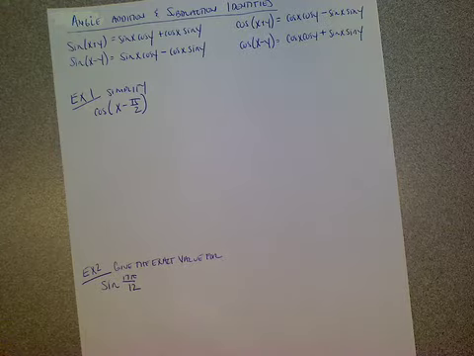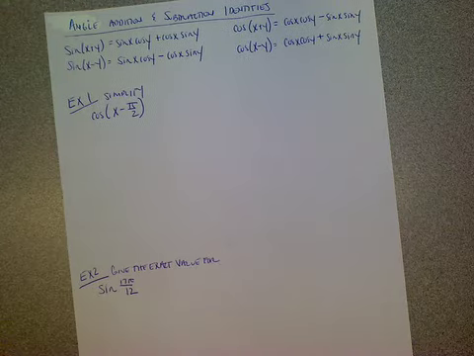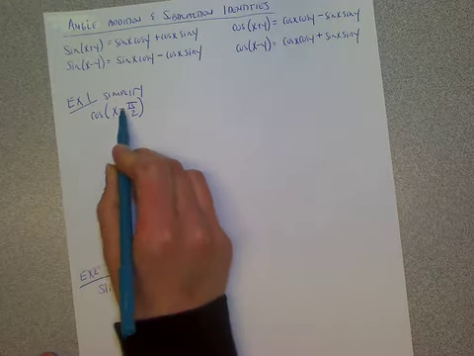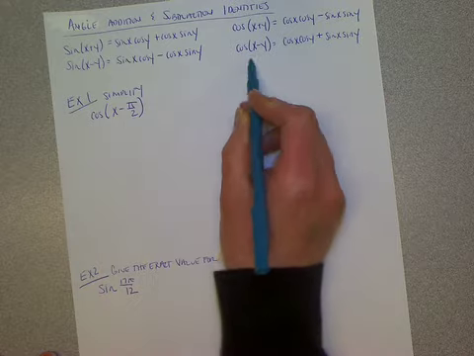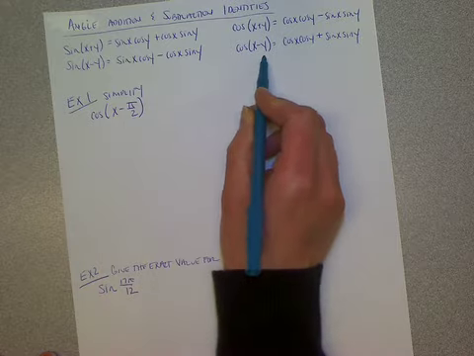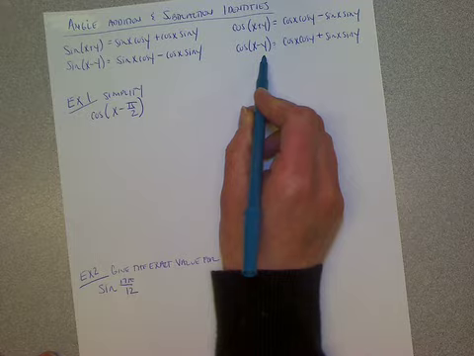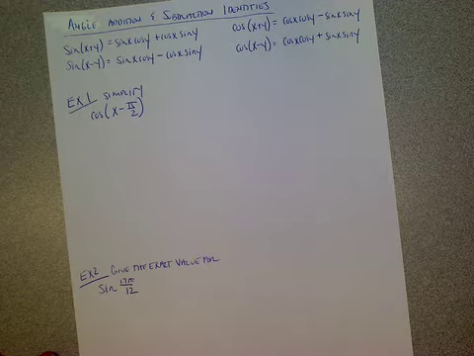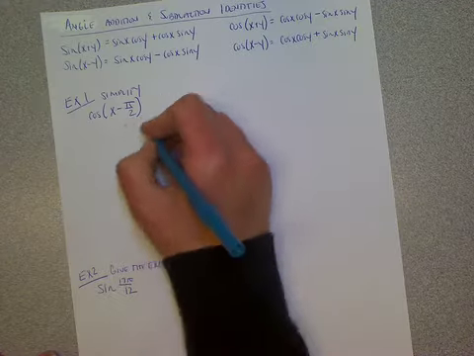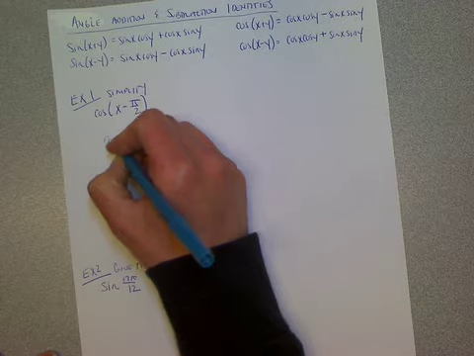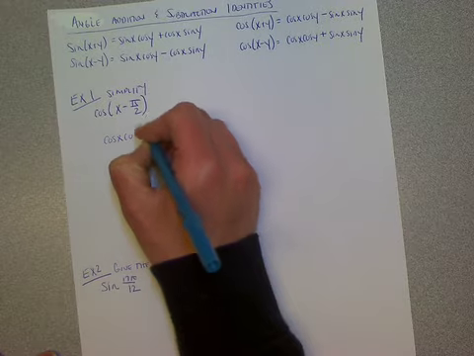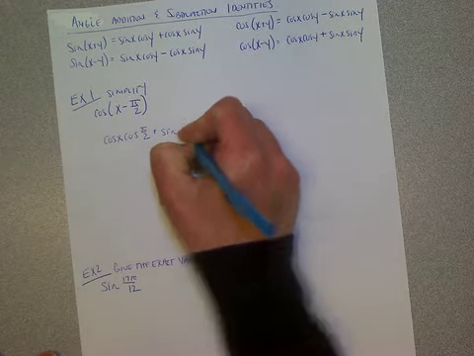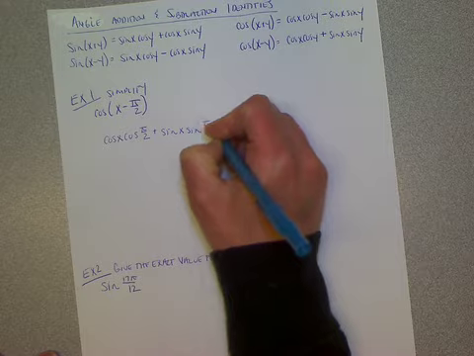So to do this, we have to use one of our identities. So this is the cosine of x minus something. So I'm going to use the cosine subtraction identity, and just with replacing the y with pi over 2. So using the cosine subtraction identity, this is the same as cosine x cosine pi over 2 plus sine x sine pi over 2.